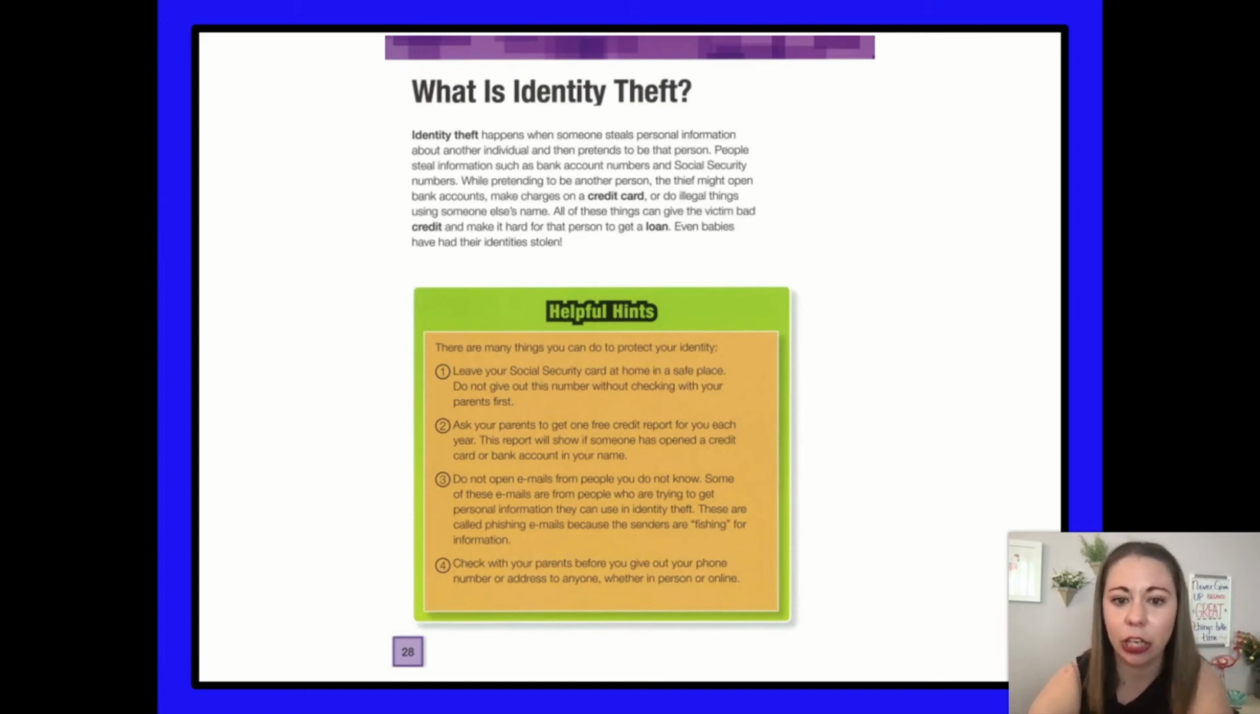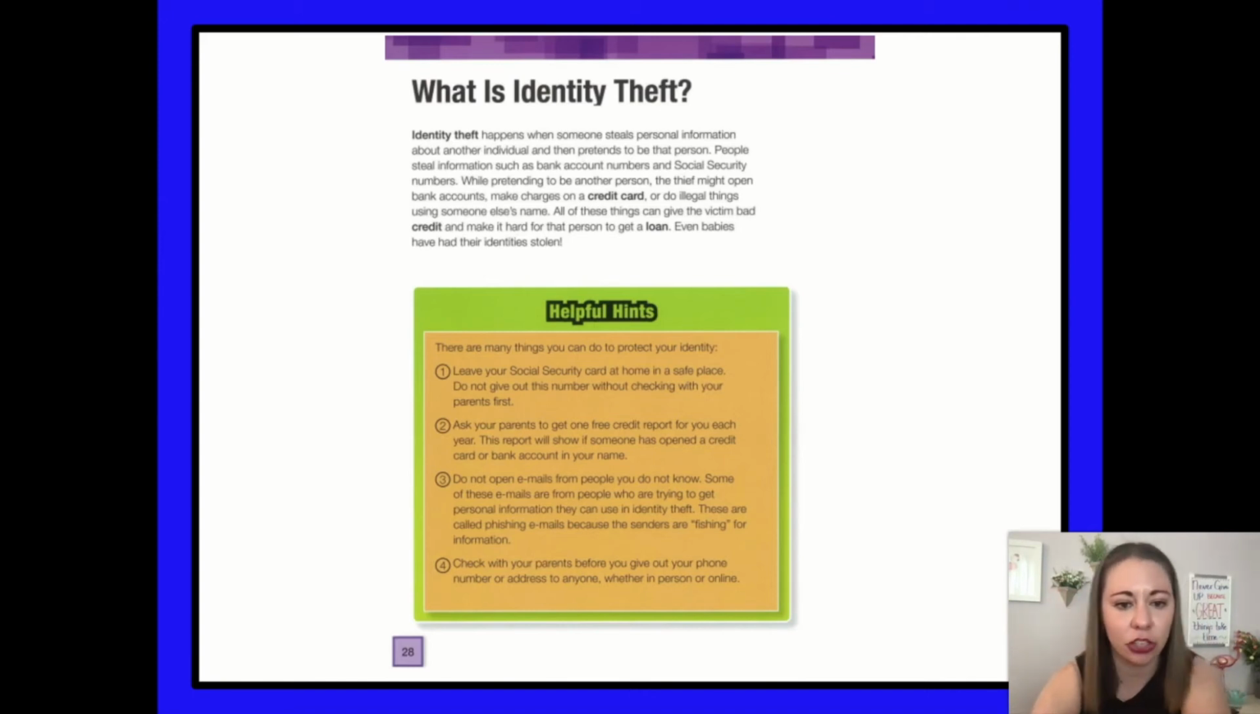Helpful hints. There are many things you can do to protect your identity. Number 1, leave your social security card at home in a safe place. Do not give out this number without checking with your parents first. Number 2, ask your parents to get one free credit report for you each year. This report will show if someone has opened a credit card or a bank account in your name.